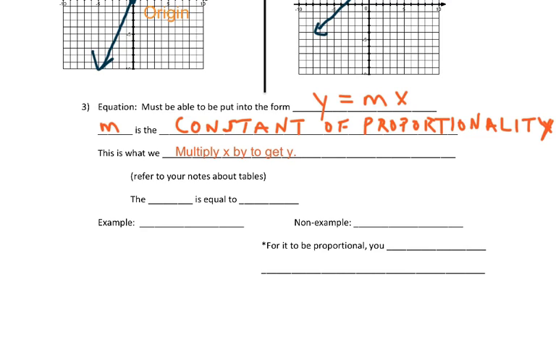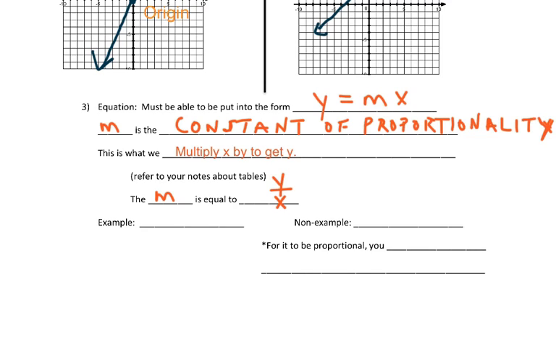Remember, in our notes about tables, the number that we always multiply x by to get y is constant, and that's why m is called the constant of proportionality. The m is equal to y over x. So if you remember, in our table, we always did y divided by x to see if we got the same answer over and over again. That was finding the m, or constant of proportionality.